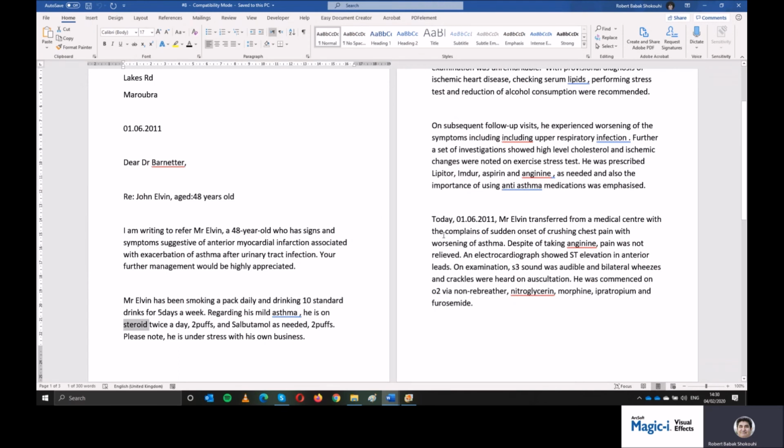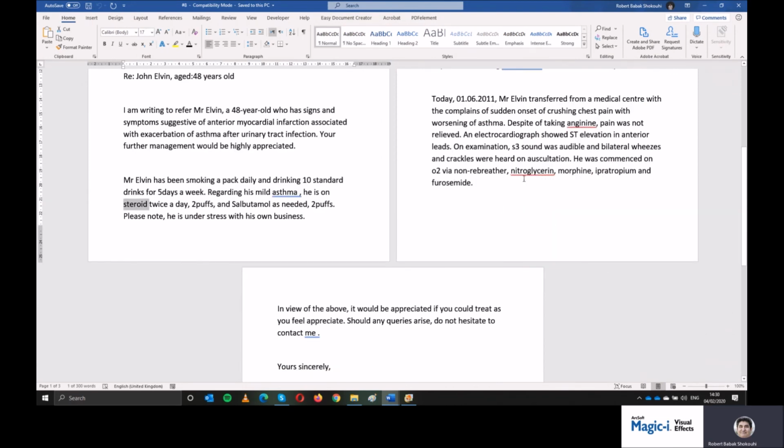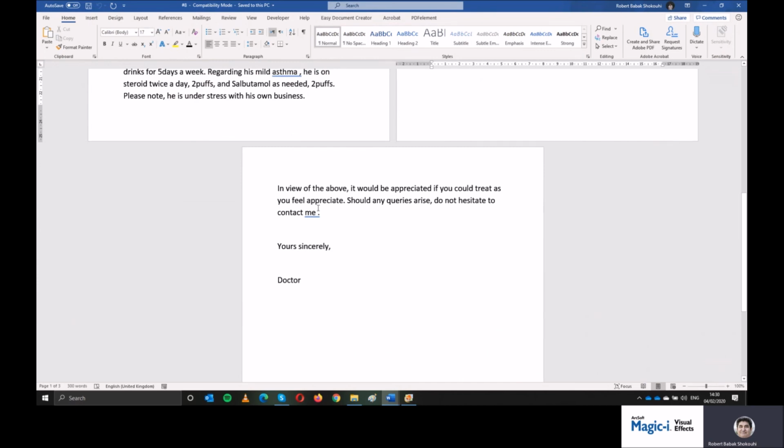Today, mild central complaints, sudden onset crushing chest pain, worsening of asthma, angionin pain not relieved, ECG showed ST elevation on examination. This comments on O2, GTN patch, morphine, ipratropium nebulizer, and furosemide. You actually didn't say this is a nebulizer and this is a patch. So you lose a mark here. In view of the above, it would be appreciated.